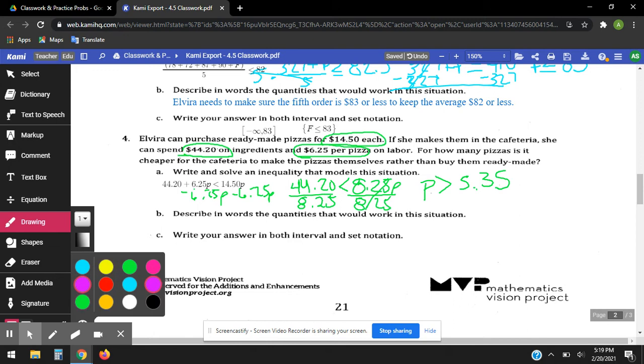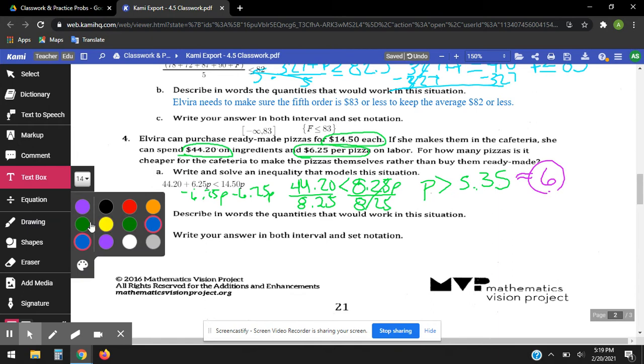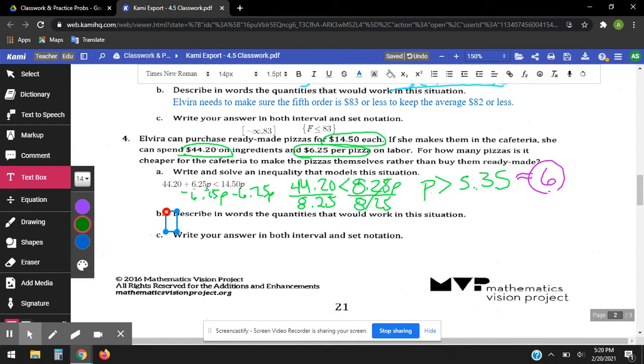So what this means, if it has to be greater than this, they're not going to actually buy or make a partial pizza, right? So then we need to say 6. P has to be 6 or greater, the number of pizzas. So if we're going to put this into words, that means we want to know for what values is making them cheaper than the ready-made. So really, it doesn't take very many pizzas to make it cheaper.